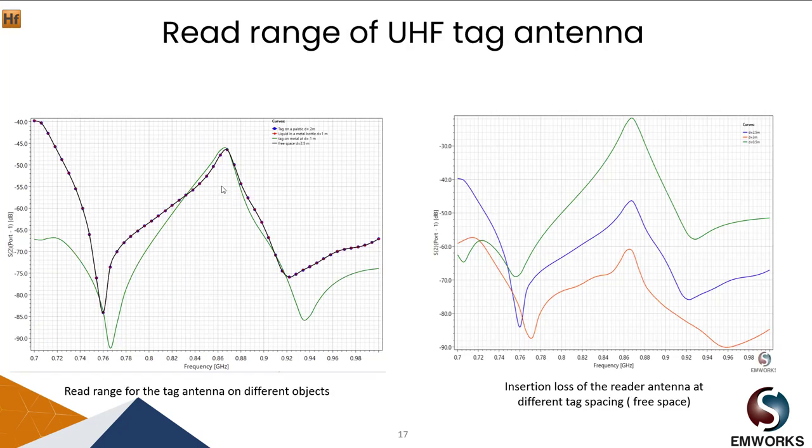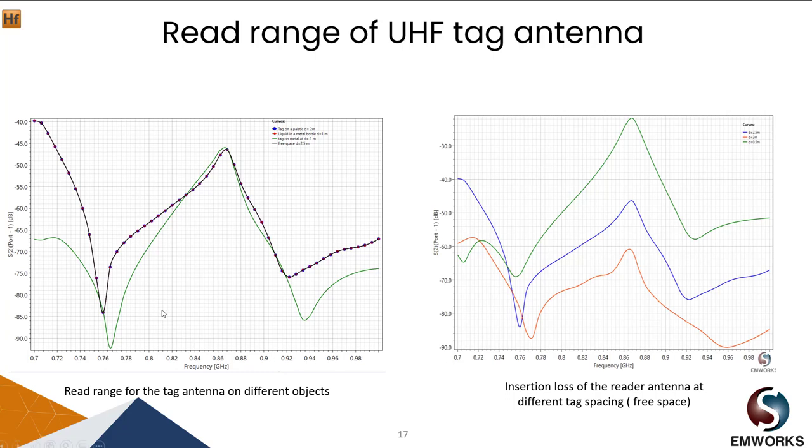Now let's look at the range of the antenna under different environmental conditions. Through the use of parameterization, we find the read range for the antenna in free space. On the right hand side, we can see that the tag antenna has a read range of 2.5 meters.